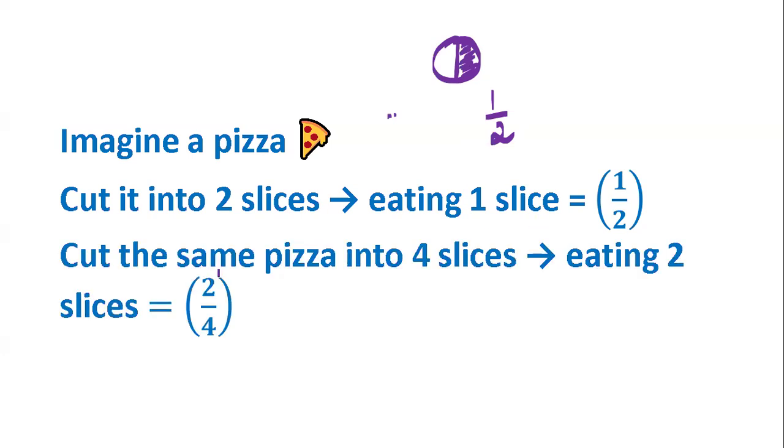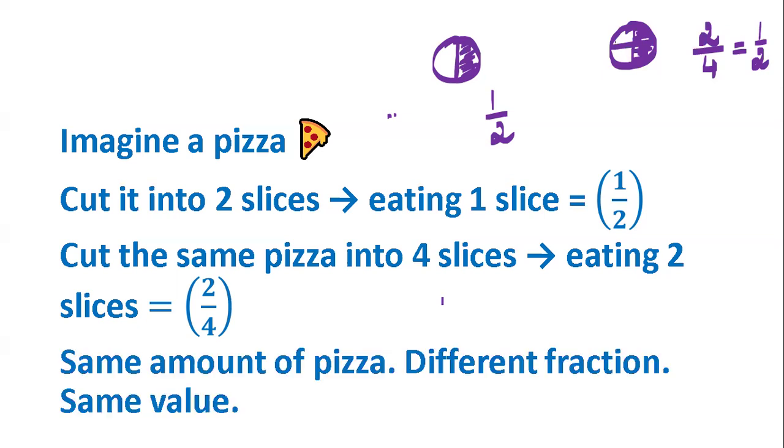Next, cut the same pizza into 4 slices. Eating 2 slices, that becomes this part and this part. Total number of parts 4, eating 2 parts, that means 2 by 4. This is also 1 by 2, dividing both numerator and denominator by 2. That's why it becomes 1 by 2. Same amount of pizza, different fraction. That means the actual size is the same here.